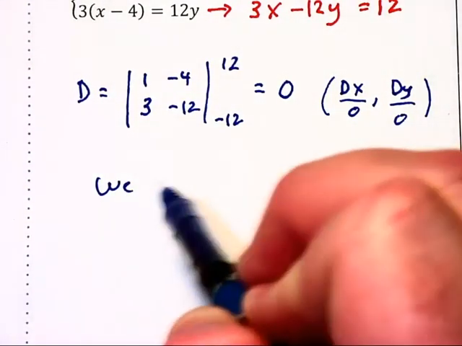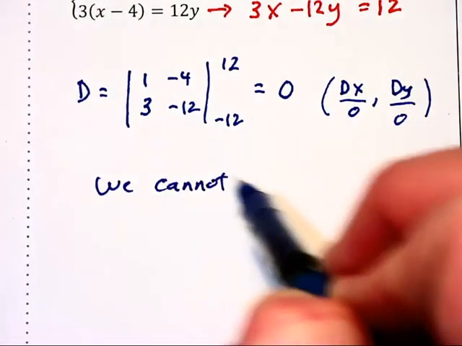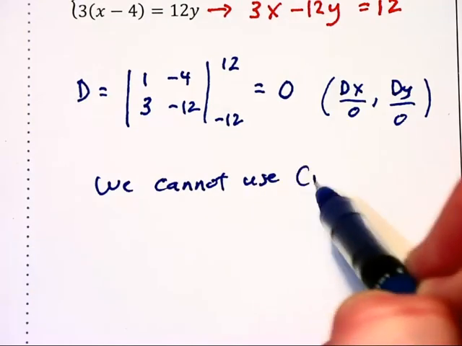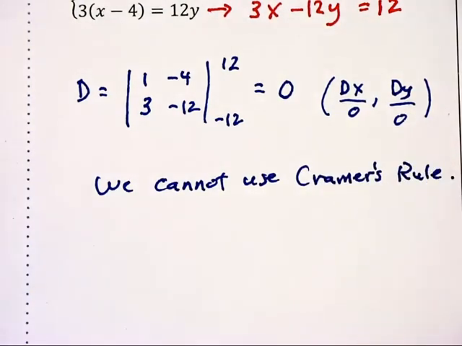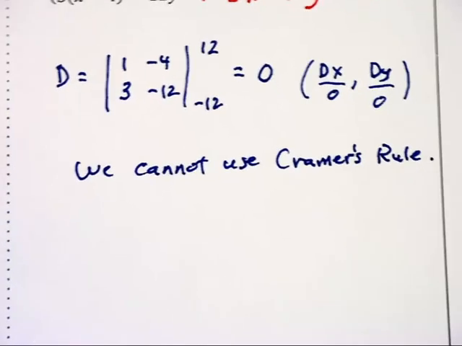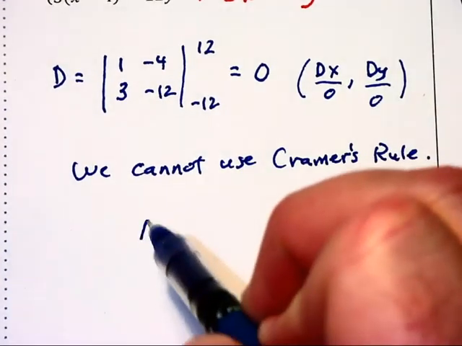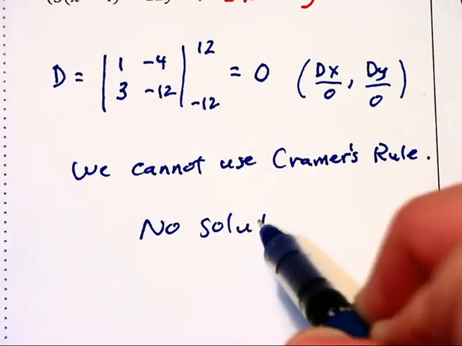So we cannot use Cramer's rule, which is fine because we already know what happens in this problem. We know that our two lines are parallel and there will be no solution.